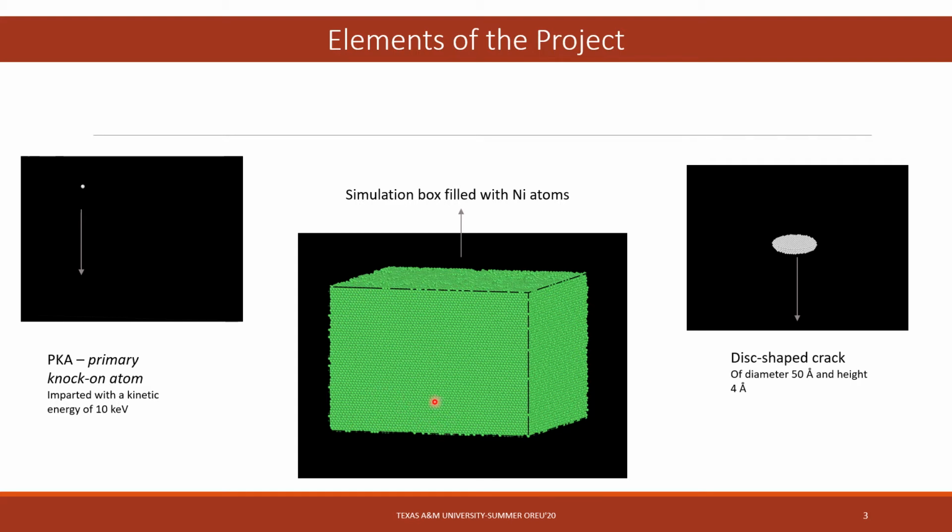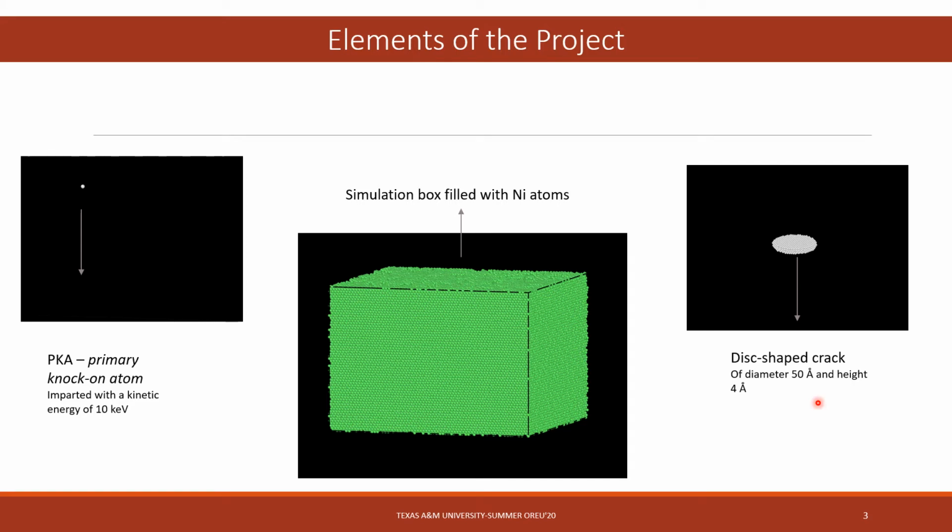All of the images that you will see in these slides have been rendered using the visualization software OVITO. The green particles indicate FCC packing of atoms. Next, we introduced a disc-shaped crack in the system. We specifically chose its diameter to be 50 angstroms and its height to be 4 angstroms, or 0.4 nanometers, after taking off 2 layers of atoms.